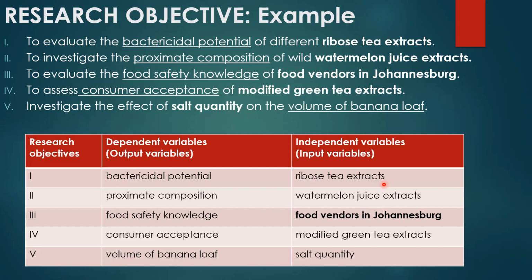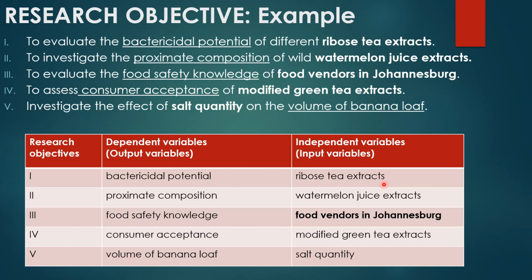Okay, next example, to evaluate the food safety knowledge of food vendors in Johannesburg. This one is a survey question, because I'm going to investigate the food safety knowledge of food vendors in Johannesburg. These are human beings. Food safety knowledge is definitely a survey study. We said that for a survey study, the social demographics will be the independent variable, and then the questions will be the dependent variable. So all the social demographics of the food vendors in Johannesburg will automatically be my independent variable.